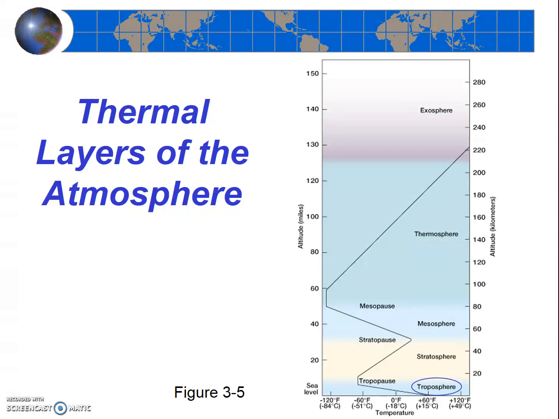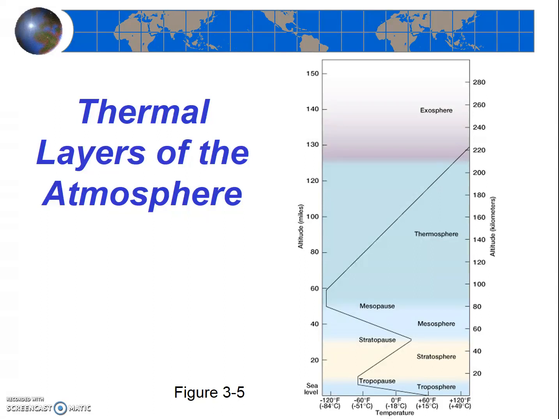In this class, we will deal almost exclusively with the troposphere. Climate, weather, and air pollution are all tropospheric topics. The 2 exceptions to this are our discussion of vertical temperature trends, which we're going to do shortly, and our discussion of stratospheric ozone depletion. So first, let's look at the vertical temperature trends.